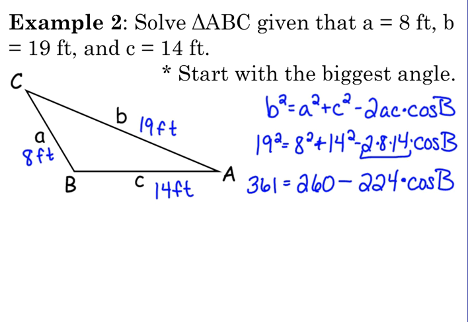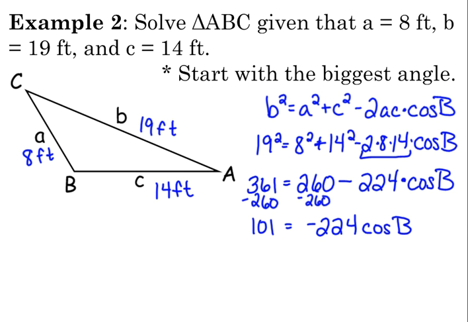I cannot subtract 260 minus 224. I repeat, you cannot combine the 260 minus 224 because the 224 is attached to the cosine of B. So to solve this, if you do that, it's not going to come out right, okay? And somebody, I know, will do it anyways. Okay, so to solve this, we start by subtracting the 260. So we get what? 101 is equal to negative 224 cosine of B.